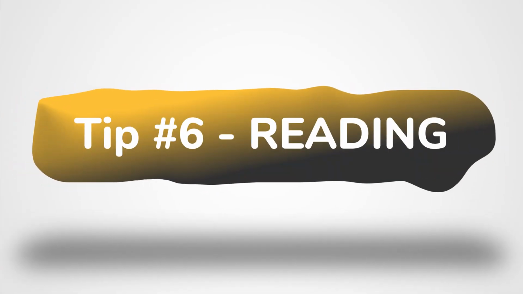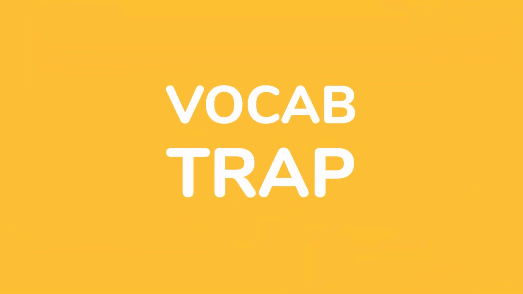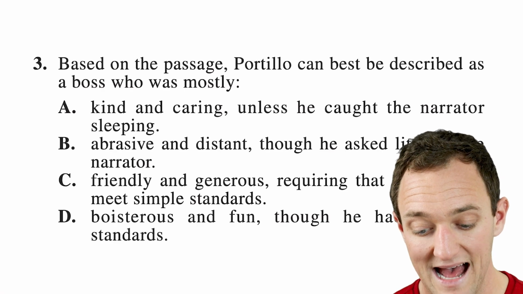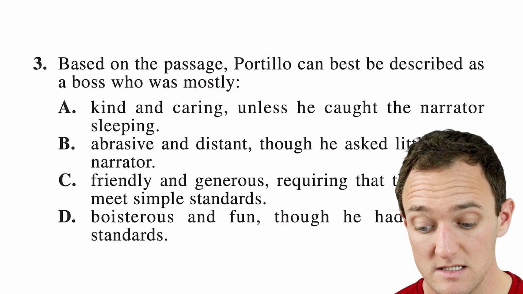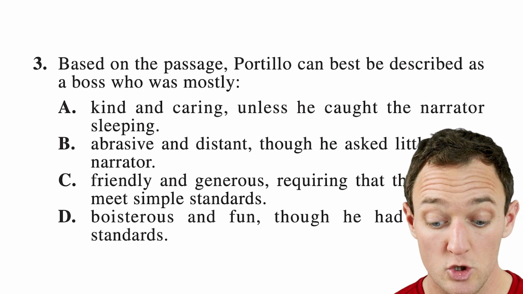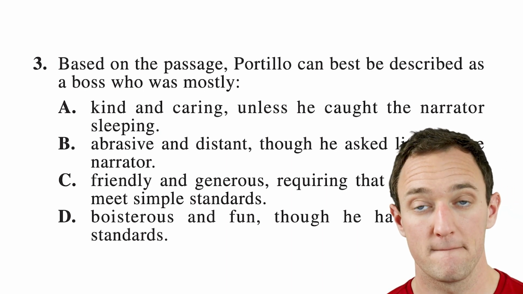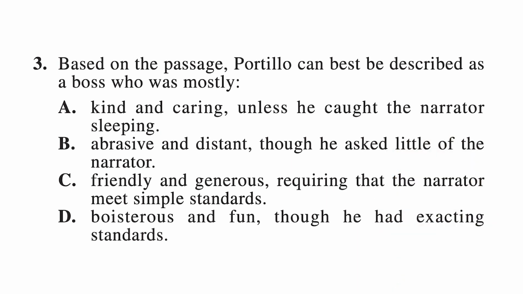Tip number 6 is what I call the vocab trap. And I love this tip because it helps so many students so much. And honestly, down the road, it helps people be better writers as well. But a vocab trap works like this. If we have a question like this, based on the passage, Portillo can best be described as a boss who was mostly something. And people will go through and they'll often get to an answer like D, boisterous and fun, though he had exacting standards.